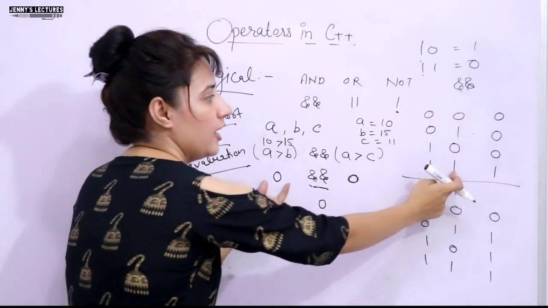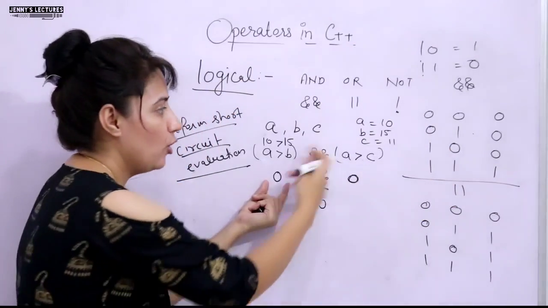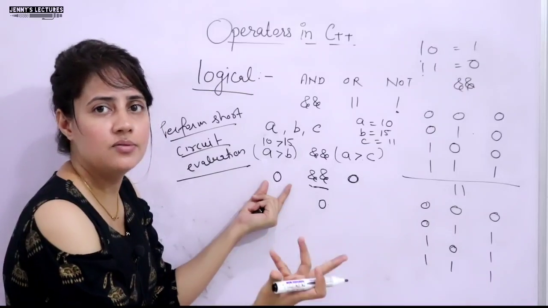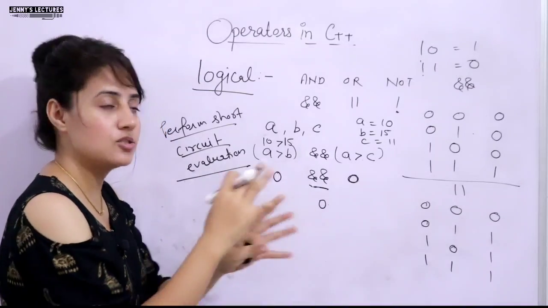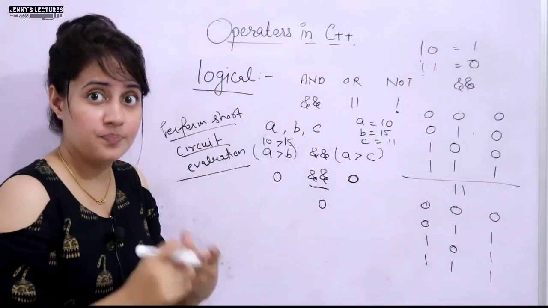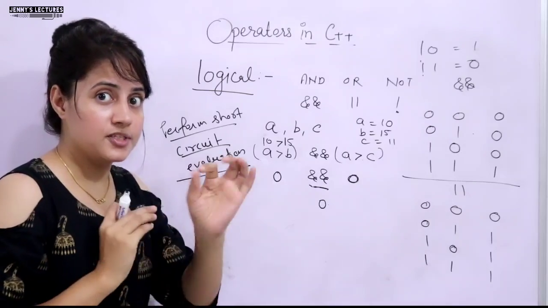This is the truth table. If both are true, then only it will give 1. So it will not evaluate the second operand directly, the result would be false. This is what short circuit evaluation is. I hope this point is clear to you guys.